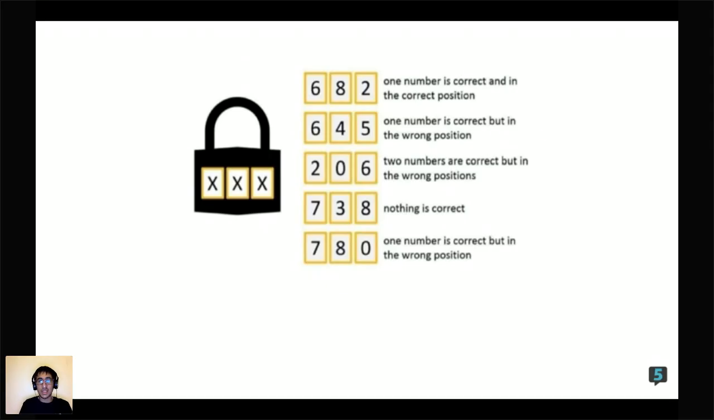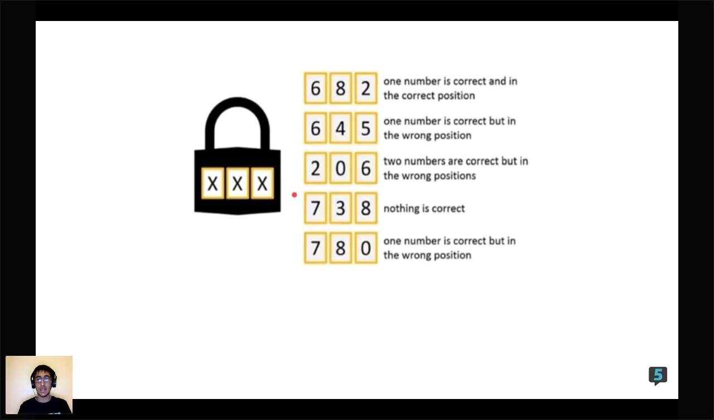All right, so I'm going to start breaking this problem down. So I know that one of these three is correct and in the correct position. Then I know that one of these is correct but in the wrong position. I notice that 6 and 6 are in the same spot, so I know 6 can't be in the final answer, because if 6 is correct and in the correct position here, but in the wrong position there, and it's in the same spot, then it's not in the final answer. I'll look here: two numbers are correct but in the wrong positions. So I automatically know that 6 isn't in here from before. So then I know that 2 and 0 are there, but they're in the wrong positions.